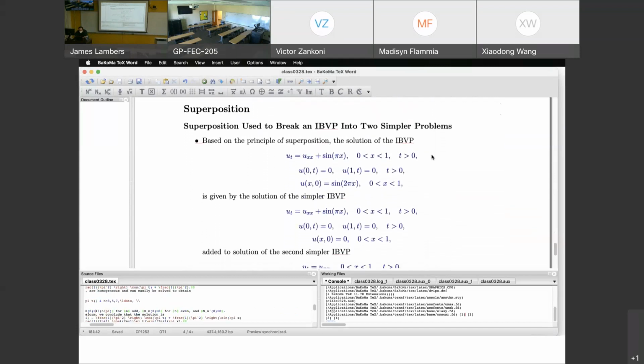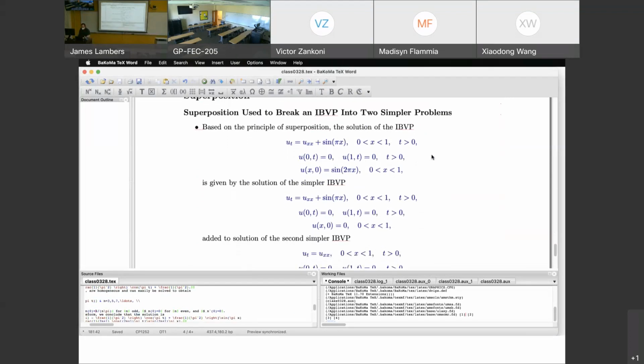All right, as I mentioned, you have a linear problem that can be broken down into simpler problems. Here's one example of how you might do that. As an example, we have a heat equation problem with a source term, so the PDE is non-homogeneous. We have homogeneous Dirichlet boundary conditions. And then here we have our initial condition that's non-zero.